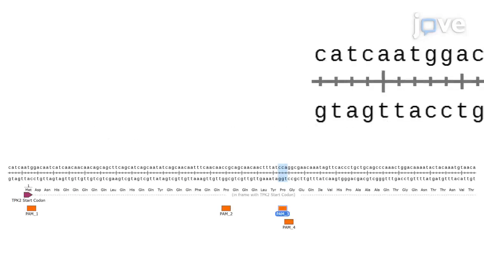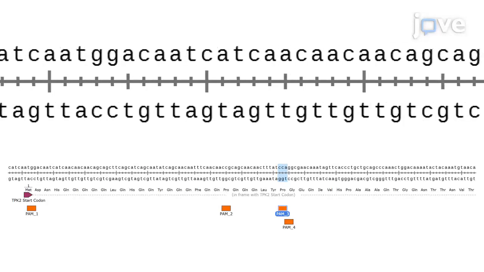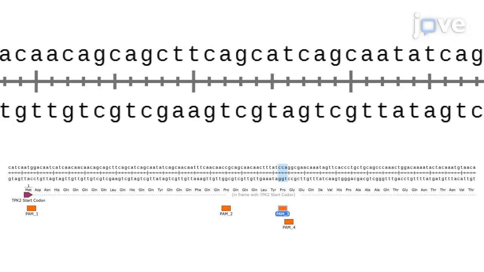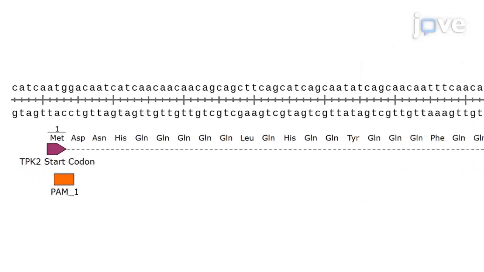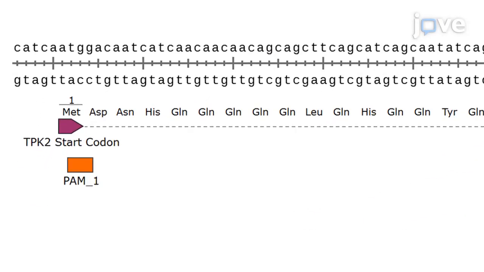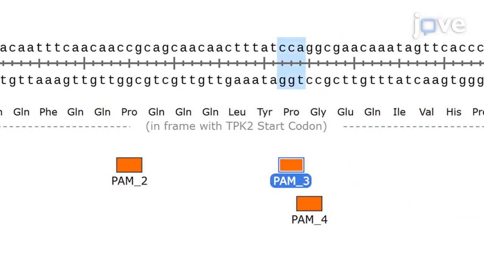To identify the guide RNA sequence, identify an NGG-PAM sequence close to where the stop codon will be inserted. Shown here are all PAM sequences found in the first 100 base pairs of TPK2, a cyclic AMP kinase catalytic subunit.